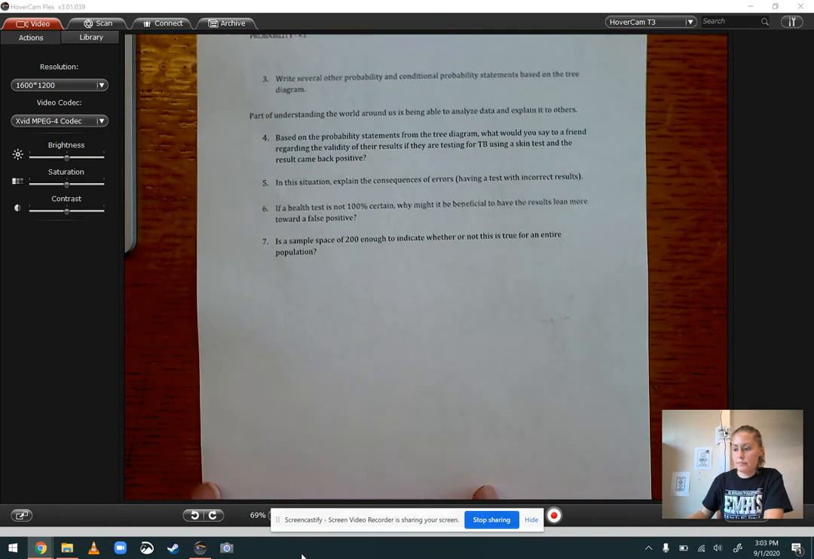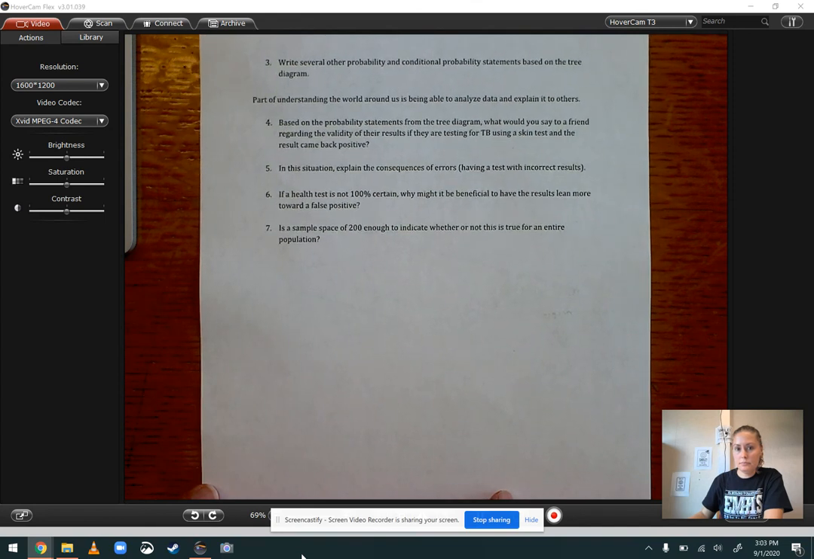Moving on to the back. Part of understanding the world around us is being able to analyze data and explain it to others. Based on the probability statements from the tree diagram, what would you say to a friend regarding the validity of their results if they are testing for TB using a skin test and the results came back positive? I would say we're fairly confident in the test accuracy because we found the test accuracy in number 1 and it was 91.9%.